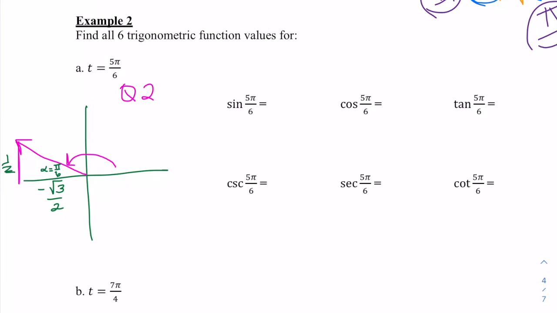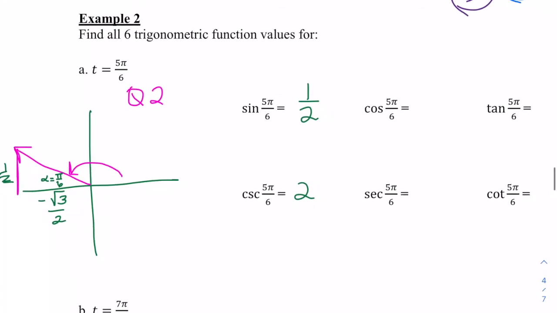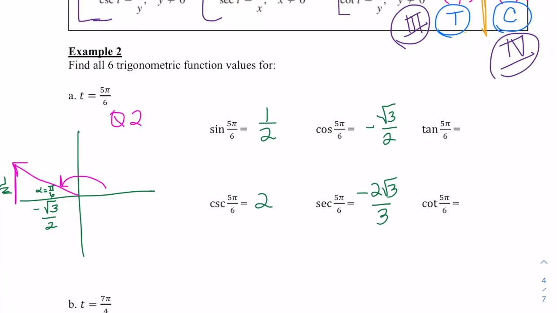So remember, the sine is the y, so that's going to be 1/2. It's in the second quadrant, so we know that the sine and the cosecant will be positive, so that's just going to be 2. The cosine is going to be negative, so that's negative root 3 over 2. And the reciprocal of that is 2 over root 3, so I'll write 2 root 3 over 3, and they're both negative. And then the tangent, that's going to be 1 over negative root 3, and so I'm going to write this as negative root 3 over 3. And then the cotangent is just negative root 3 over 1, so negative root 3.